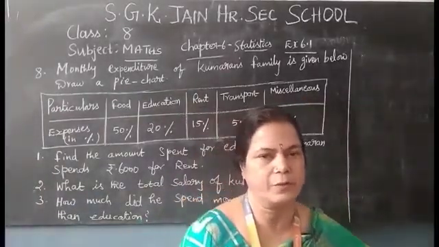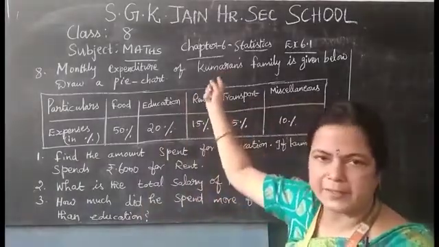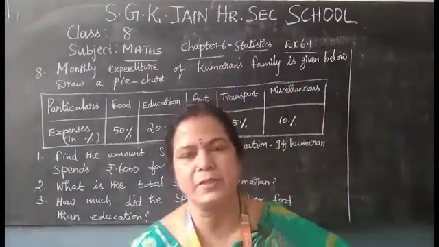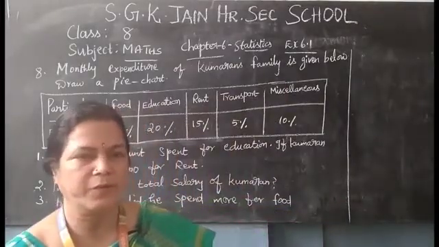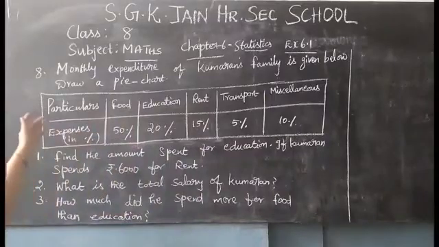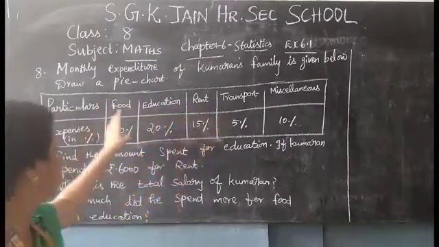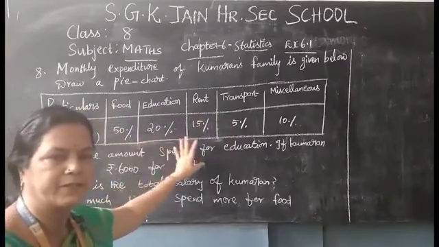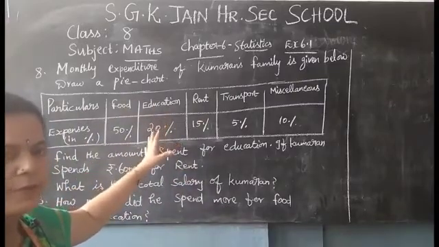Today we are going to see 8th standard Maths, chapter 6, statistics, exercise 6.1. Such an interesting sum. We are going to draw the pie chart also, and you learn how to draw the pie chart. Okay. And one more thing, what is given here in this question? Monthly expenditure of Kumaran's family is given below. Draw a pie chart. So Kumaran's family's expenditures are given here. We are going to draw the pie chart and we are going to make a table also.